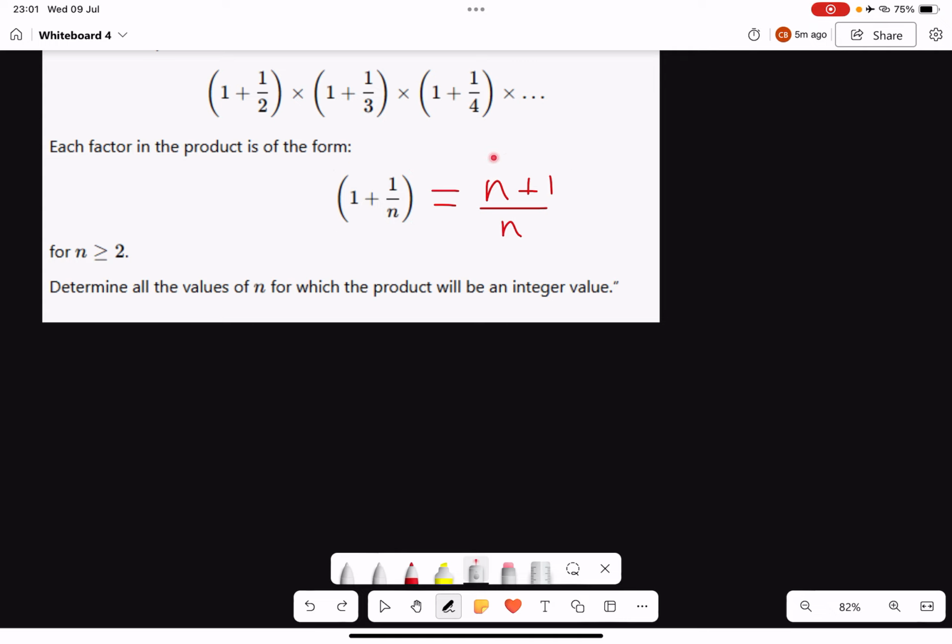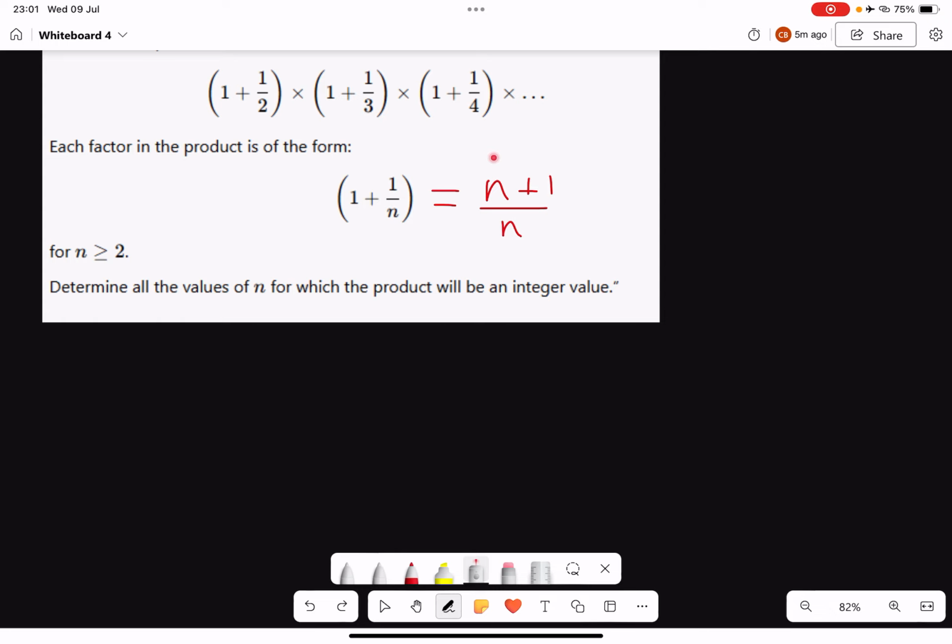Right. And then we are also told that this product is for n bigger than or equal to 2, which means n cannot be anything less than 2. Right, it must be 2 or more. So now we want to determine all values of n for which the product is an integer value.